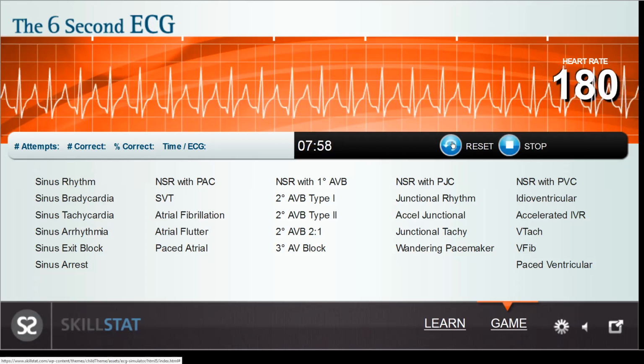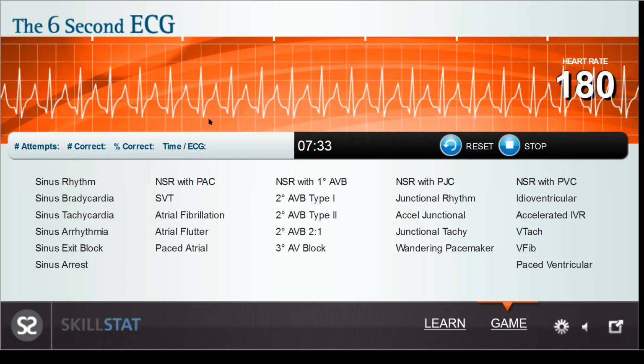What is this? This is SVT, supraventricular tachycardia. The rate's 180, they're probably symptomatic. You don't see a P wave, that's why we call it SVT. It's narrow complex, it's regular, but I can't say it's coming from the sinus node because I can't see the P wave. It's probably buried in the T wave, but I can't see it. So I call this SVT.